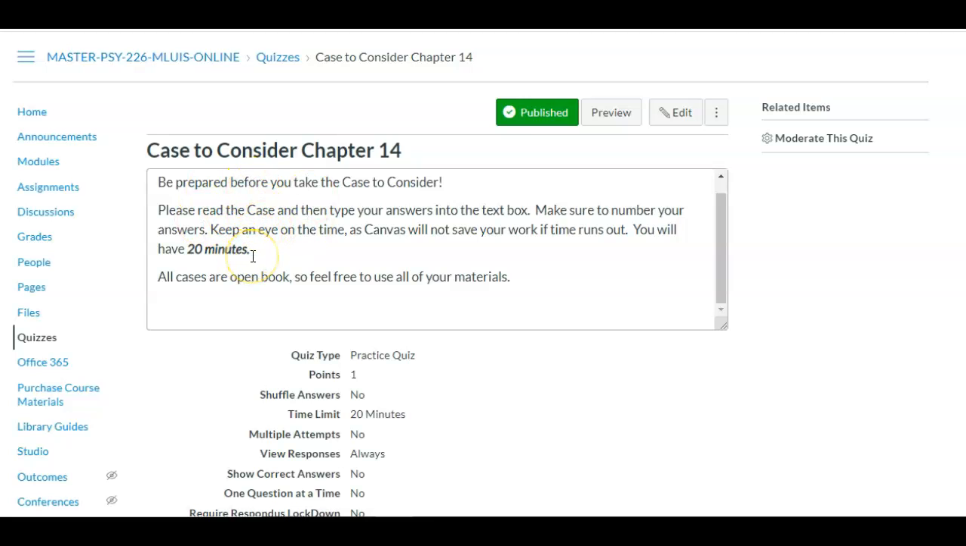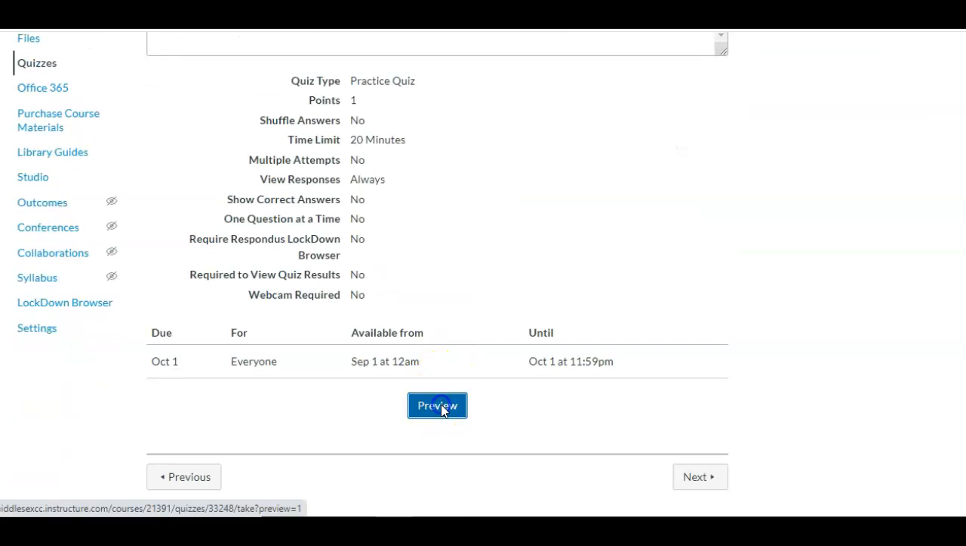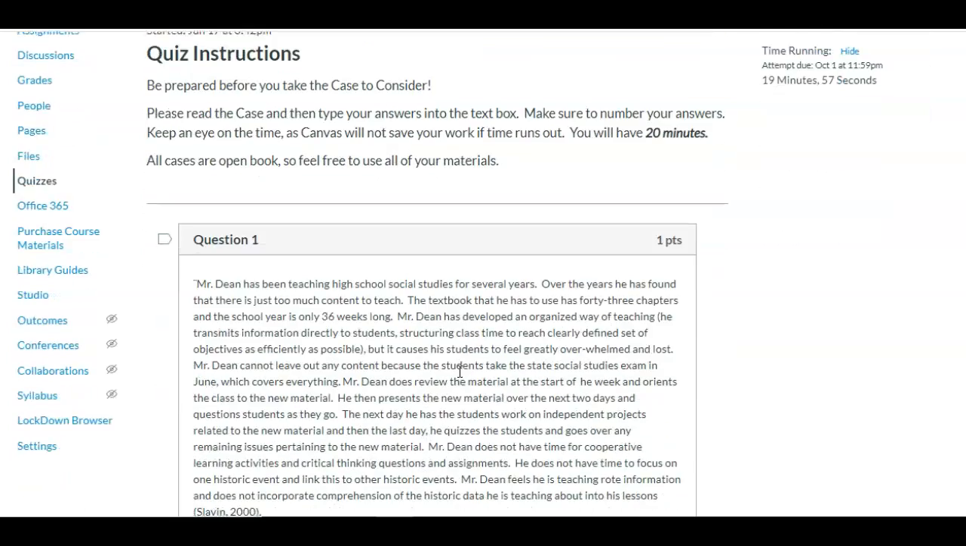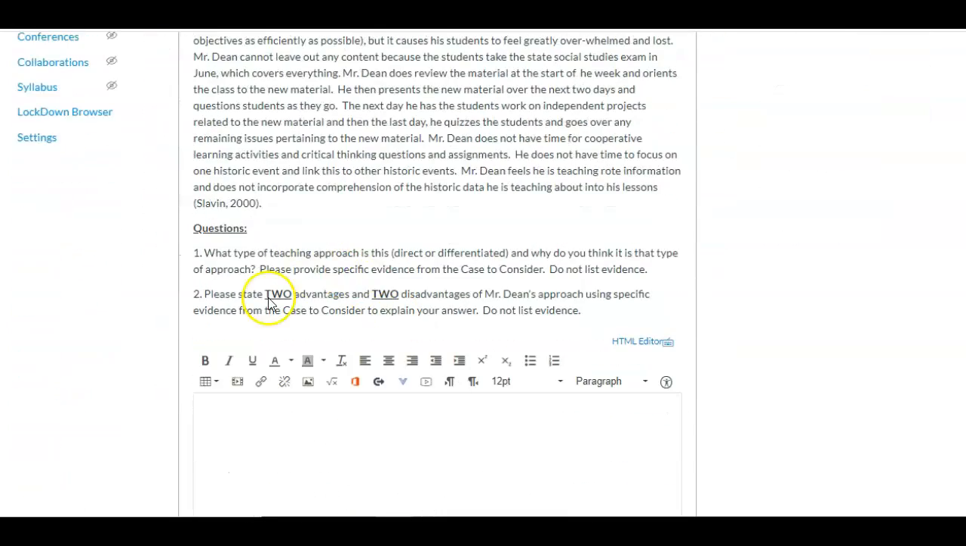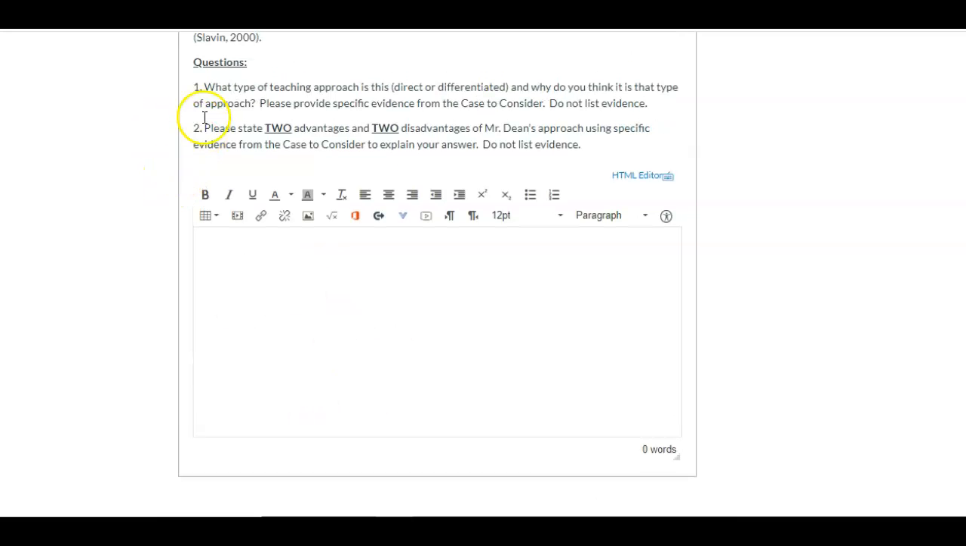You've got 20 minutes and they're open book. Once you hit, you'll hit take the quiz. I'm obviously in the instructor mode, but then you see the quiz like that. You've got your questions here, and then you actually just write your answers here. And I will ask simply that you number your questions so that I know which question you're referring to.